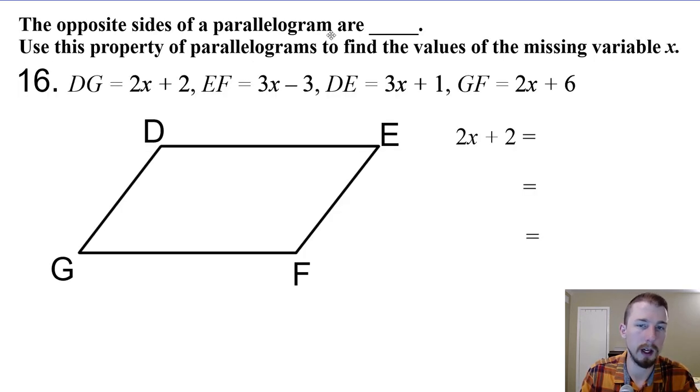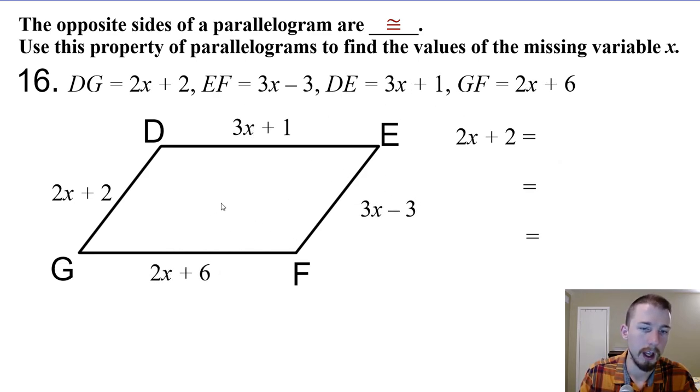The opposite sides of parallelograms are going to be congruent. So that one's pretty easy. They're parallel, they're also congruent. Use this property of the parallelograms to find the values of the missing variable x. All right, so on this one they have DG, which is this part here, and then EF is going to be this one here, and then DE and GF. All right, so we know the opposite sides are congruent, so I can set any one of these two equal to each other. So 2x plus 2 is going to be equal to 3x minus 3.